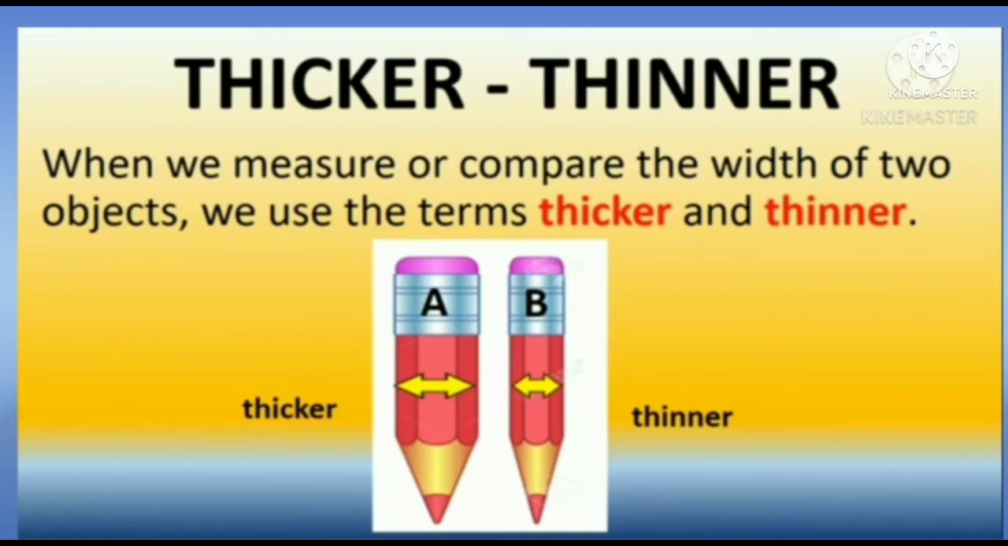Now, what do we have here? We have two pencils, pencil A and pencil B. The width of pencil A is more than pencil B. Therefore, we can say pencil A is thicker than pencil B. Similarly, we can also say the width of pencil B is less than the width of pencil A. Therefore, pencil B is thinner than pencil A.